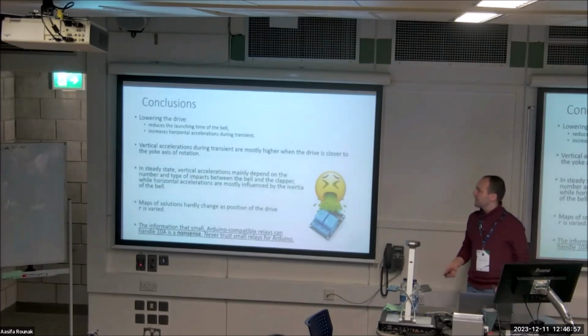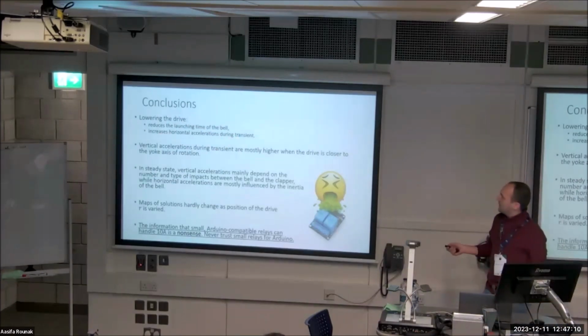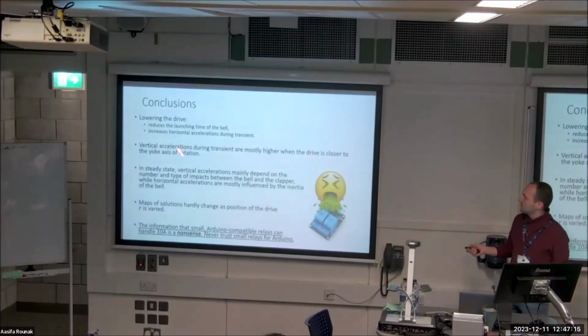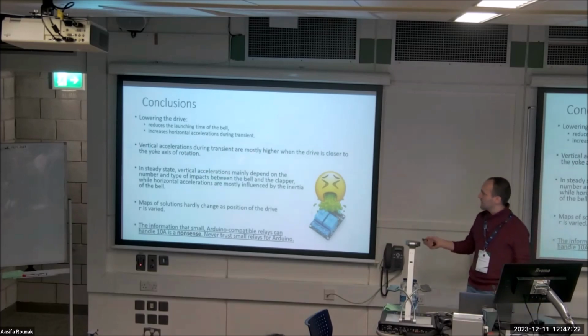And so what are the conclusions? First of all, when you lower the drive, you obtain a bigger torque. This reduces the time of launching the bell, but also increases horizontal accelerations during the transient. Vertical accelerations during the transient are higher when the drive is closer to the axis of rotation. In the steady state, vertical accelerations depend on the type of solution, whereas horizontal ones depend on the inertia of the bell and also on the distance between the bell and the axis of rotation.